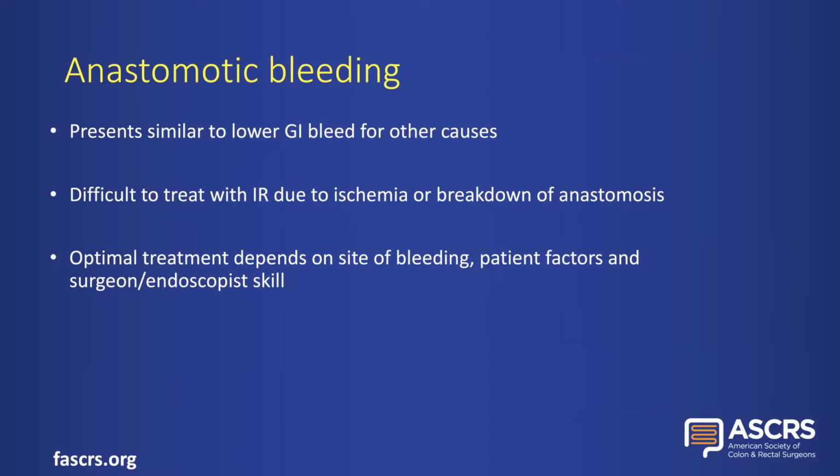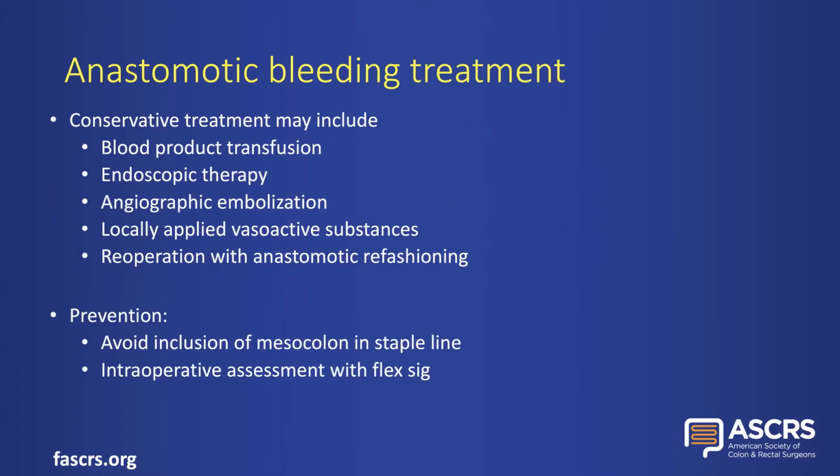Anastomotic bleeding presents similar to lower GI bleeds for other causes that you've seen throughout general surgery residency training. These are difficult to treat with interventional radiology and just having them embolize it, because obviously then you worry about knocking off the blood supply to your anastomosis. The optimal treatment will depend on the site of bleeding, patient factors, and your ability to get there as an endoscopist to take care of this.